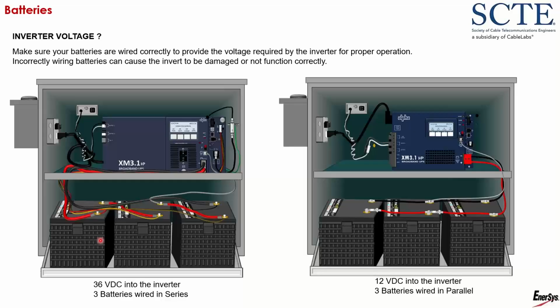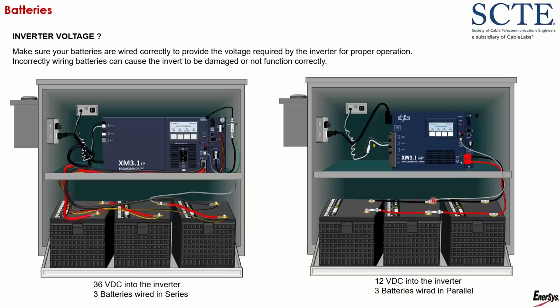Well, how can that be? Well, because of the way the batteries are wired. The batteries in the power supply on the left-hand side are wired in series. So negative, positive, negative, positive, negative, positive. When you wire batteries in series, the voltage is additive. So these 3 batteries add up to 36 volts.